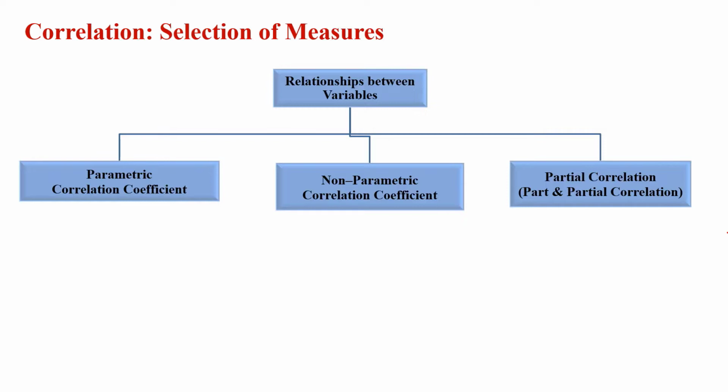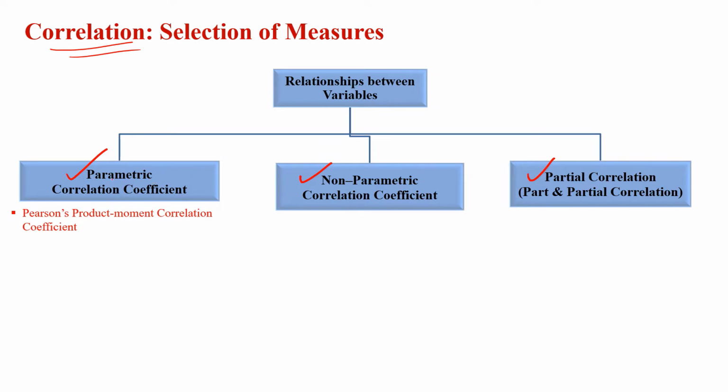Now, the question is, under what circumstances can we pick what kind of correlation technique to apply. As we know, correlation is basically quantifying the relationship between two variables. If the variables are quantitative, do we apply the parametric correlation coefficient technique, or the non-parametric technique, or the partial correlation coefficient? So let's first discuss the parametric technique.